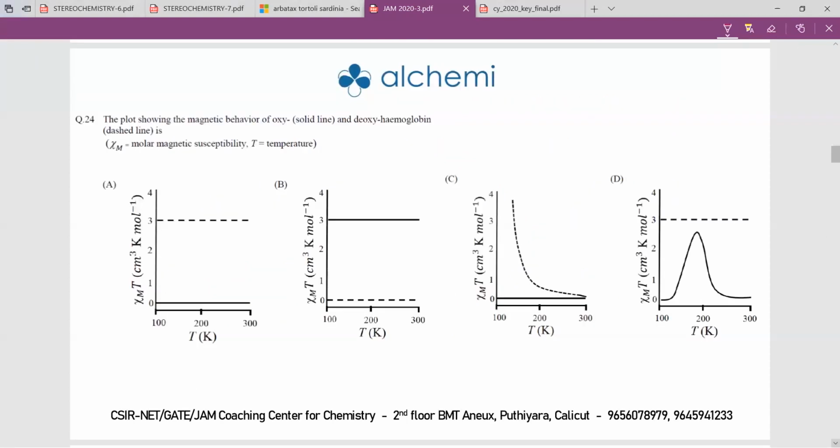This is question number 24: the plot showing the magnetic behavior of oxy and deoxyhemoglobin. Oxyhemoglobin is the solid line and deoxyhemoglobin is the dashed line.